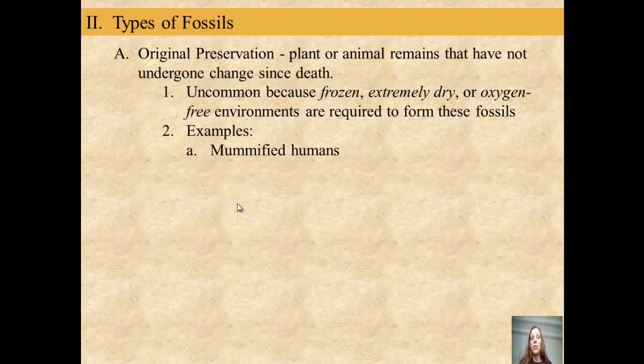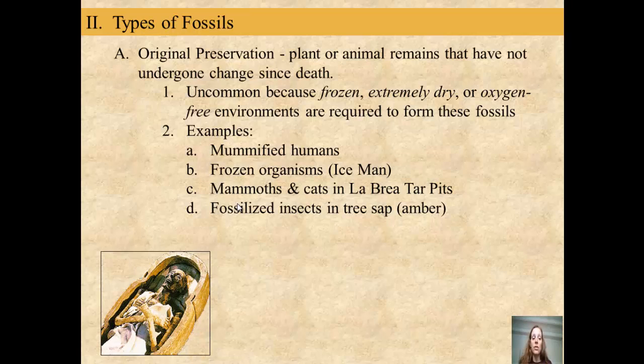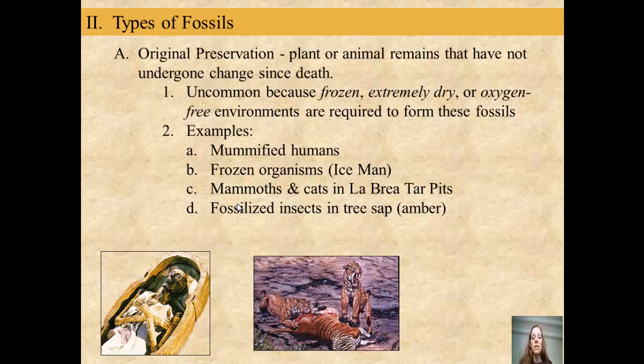Some examples are mummified humans, frozen organisms such as Iceman, and mammoths and cats in the La Brea tar pits. Also fossilized insects in tree sap, as was popularized in the movie Jurassic Park. So here's an example of a mummified human. The most commonly known culture for mummifying, of course, were the Egyptians. These were the artist's interpretation of what these tigers may have looked like before they became covered in essentially a type of tar that preserved them in their exact form.